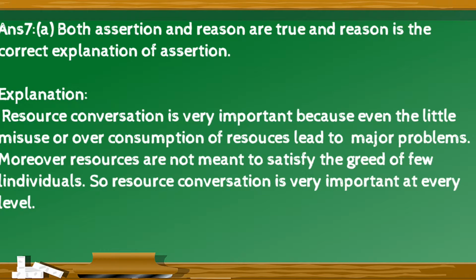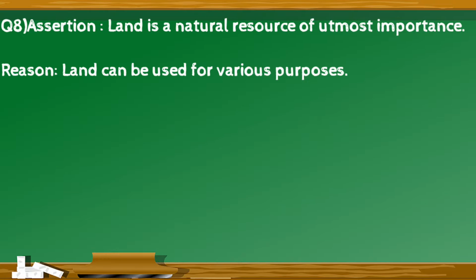The right option is A. Both assertion and reason are true, and reason is the correct explanation of assertion. Explanation for this is resource conservation is very important because even the little misuse or overconsumption of resources led to major problems. Moreover, resources are not meant to satisfy the greed of individuals. So, resource conservation is very important at every level.